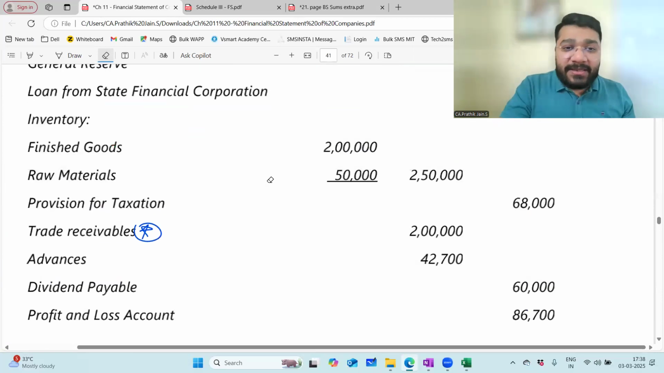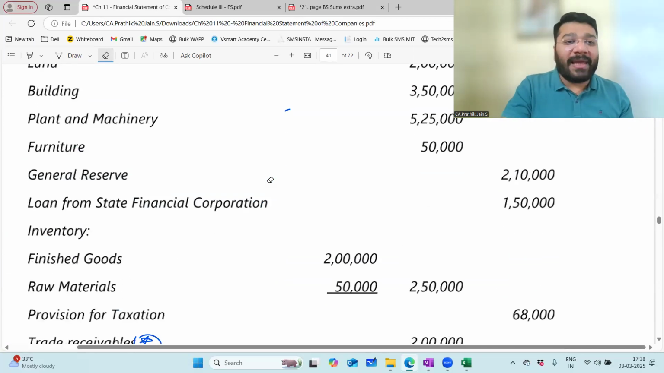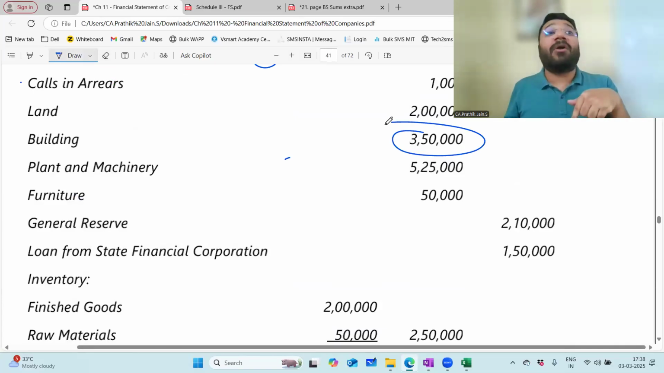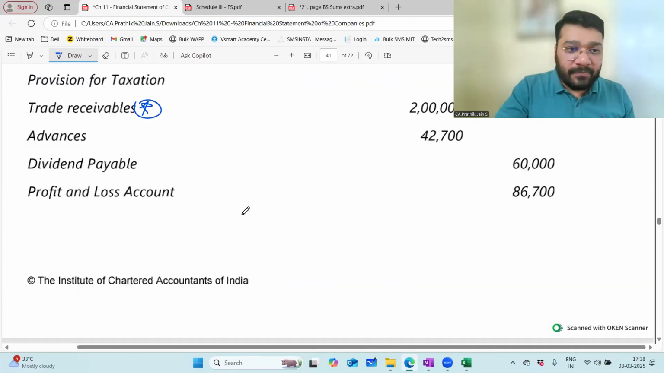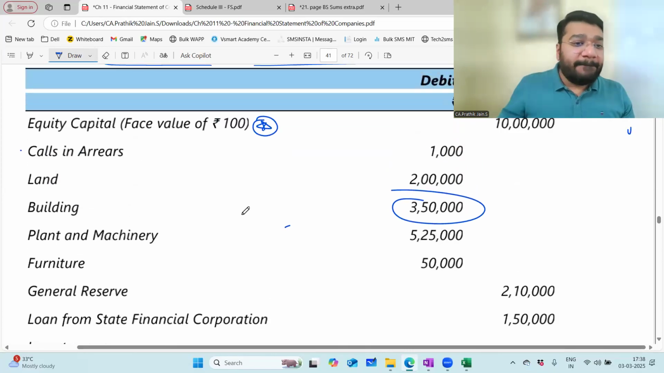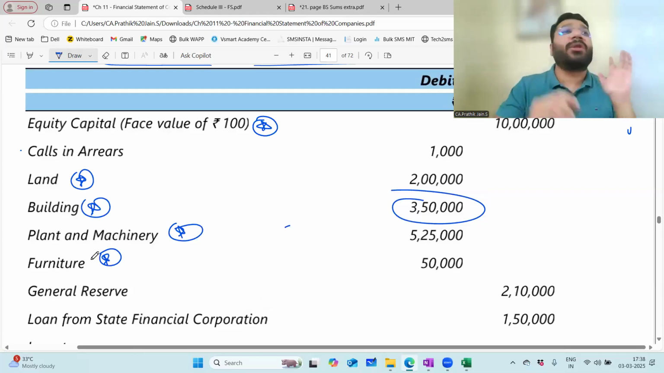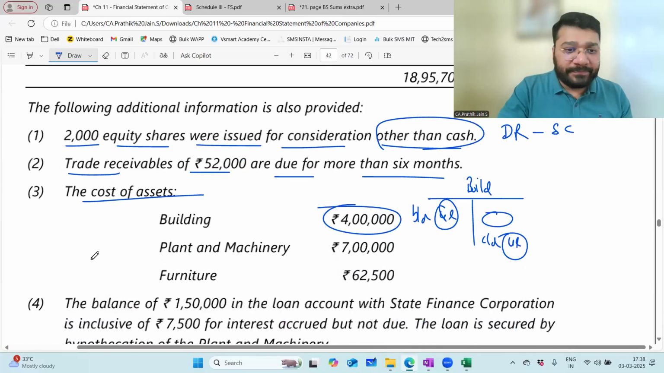Otherwise, this information is directly traveling to your balance sheet. But as a CA, we are also looking after the disclosure and presentation requirement. So this is required for the presentation purpose. Okay, understood. So against land, building, plant and machinery, furniture, I'm putting a star mark because I have to show a disclosure requirement. Okay, sir, got it.